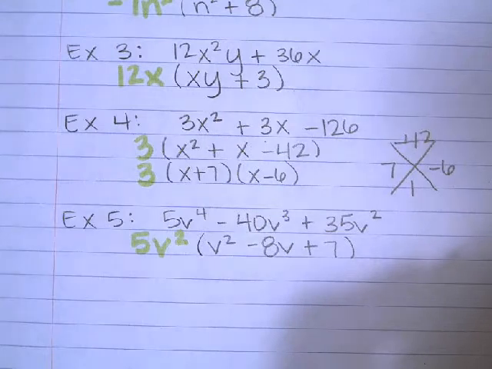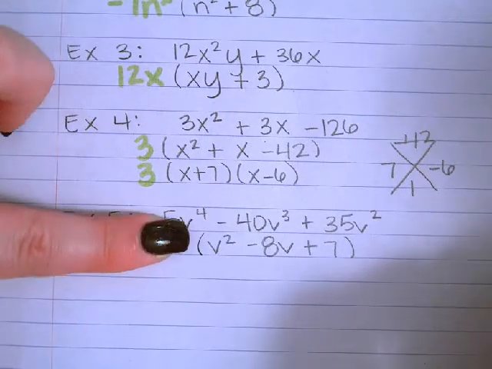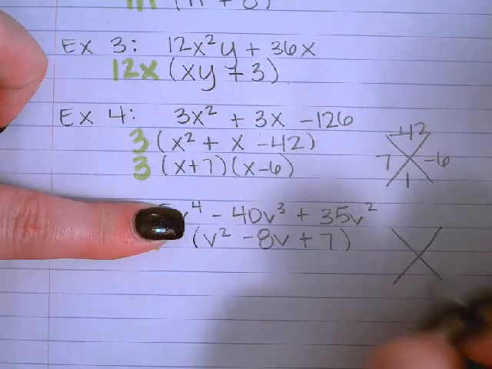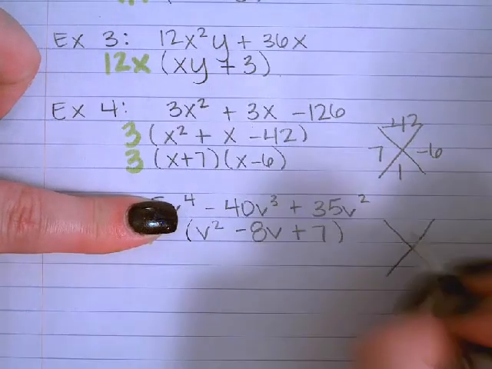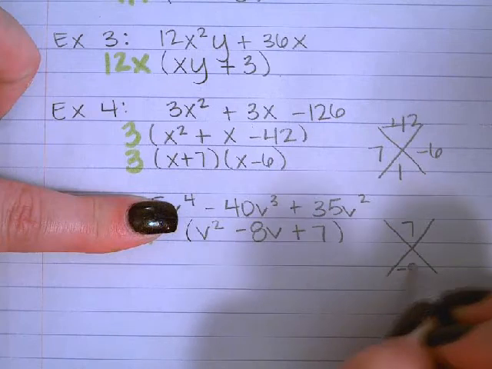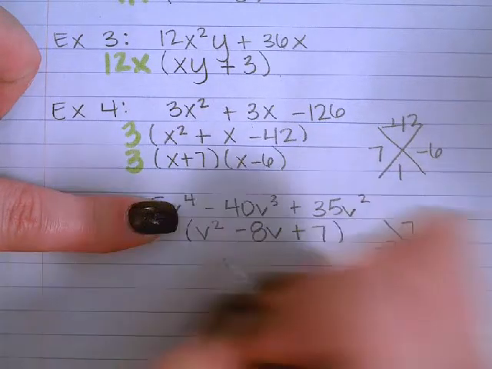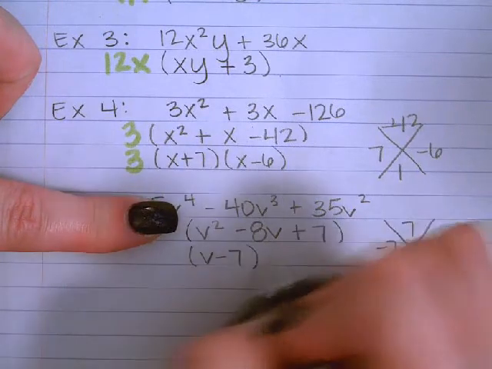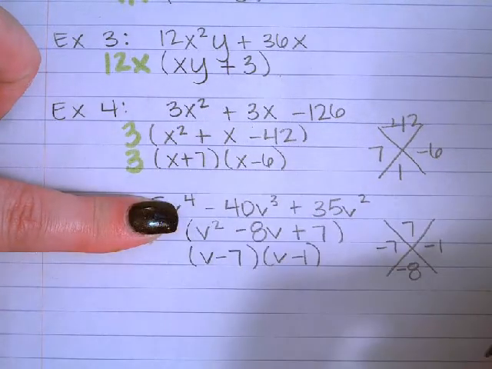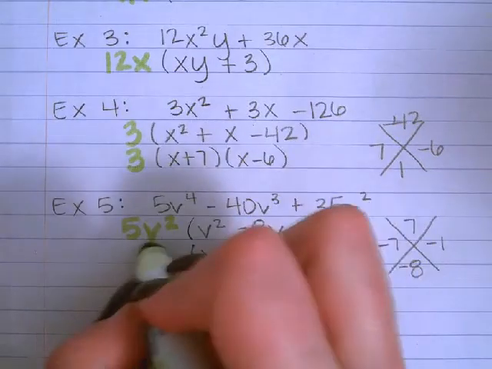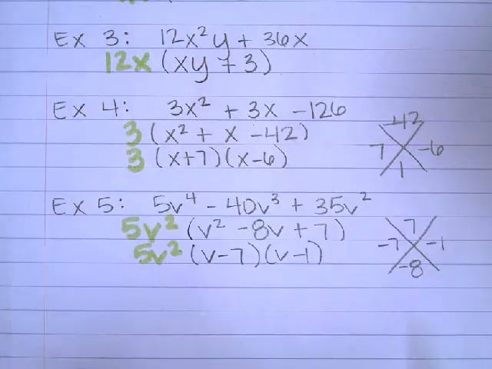So now I'm going to go ahead and ignore that GCF in the front. And I'm looking for 2 numbers that multiply to positive 7 but add to negative 8. And the 2 numbers are negative 7 and negative 1. So v minus 7, v minus 1. And then I go ahead and I stick that GCF back in the front. And the problem is completely factored.